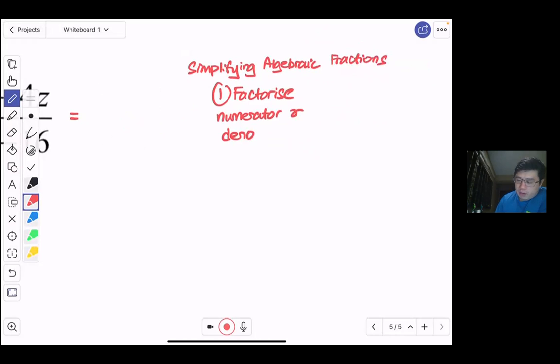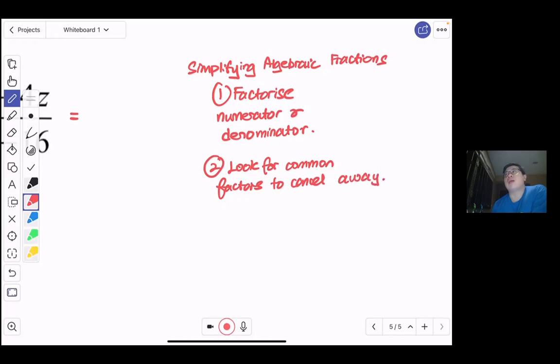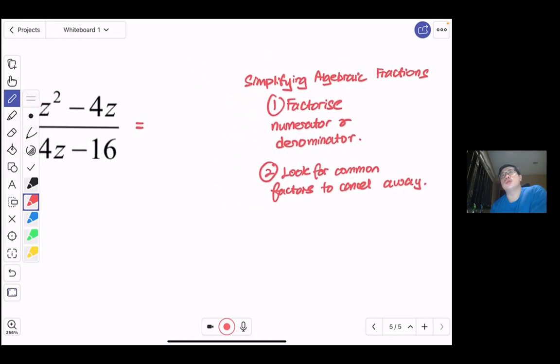You always factorize the numerator and denominator first. After that, look for common factors to cancel. Look for one to cancel away. This is to ensure that you leave the answer in the simplest form. Just very simple 2 steps.